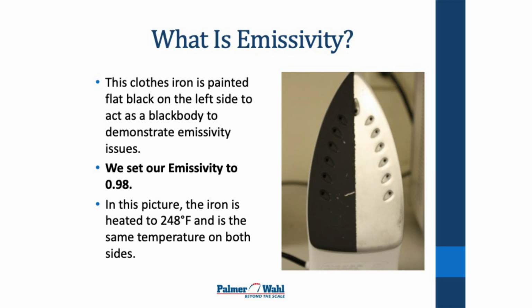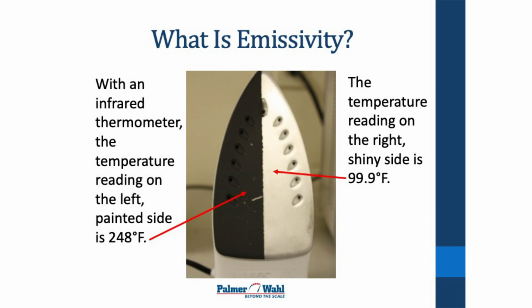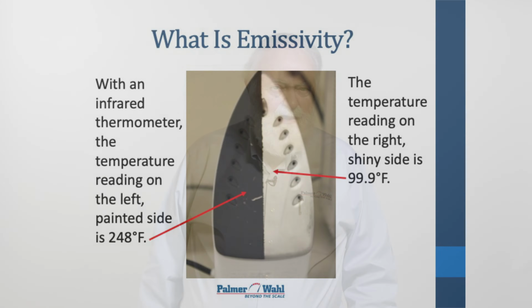This is a picture of an iron. It's painted with a flat black paint on the left side, and the right side is left as it came from the factory. The temperature on the iron in this particular picture is 248 degrees all the way across. And yet the temperature we took with an infrared thermometer showed 284 on the left side, but about 99 on the right side, because what it's doing is reflecting the cool environment all around it.